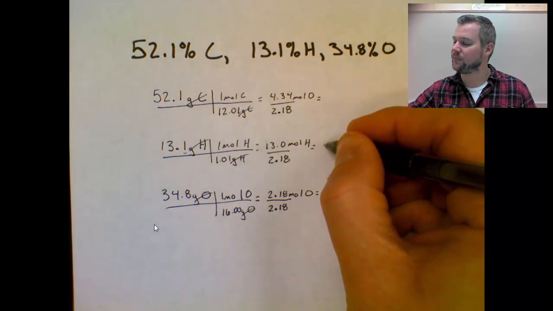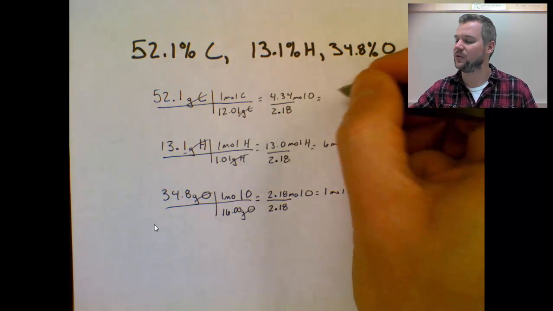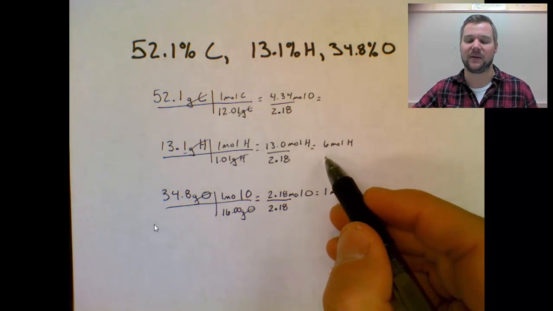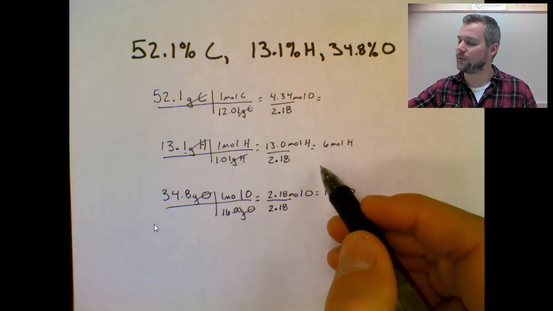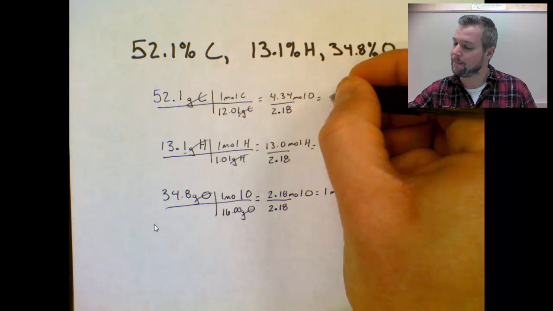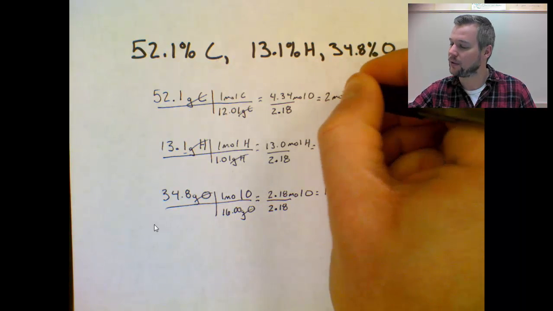The hydrogen ends up being approximately 6 moles of hydrogen. So it might not come exactly at 6, but it might be like 5.99 or 6.03. And then you just round to the nearest whole number. And then you get 2 moles of carbon.